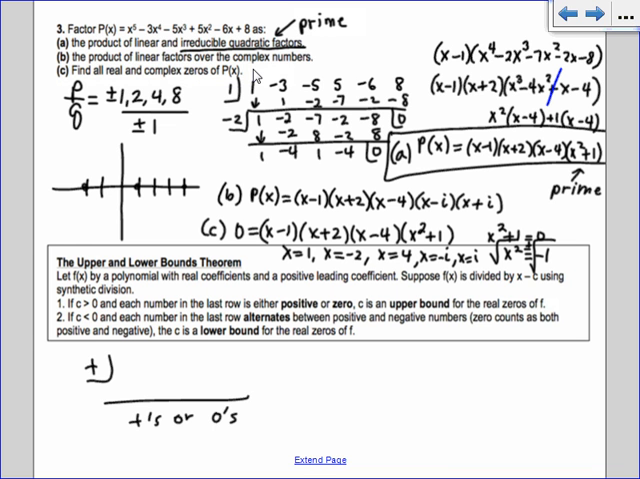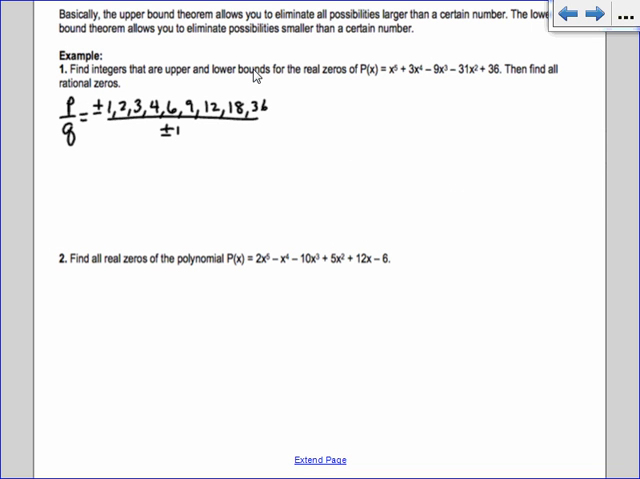Okay, we'll do some. But if you do your synthetic division and you have a negative number there, and then you alternate, so you go positive, negative, positive, negative, that means it's a lower bound. So let's say you try negative 4, looking at this list of numbers, and you get that negative 4 is what we call a lower bound. That means negative 6, negative 9, negative 12, negative 18, and negative 36 are less than that. Those can't possibly work. Okay?